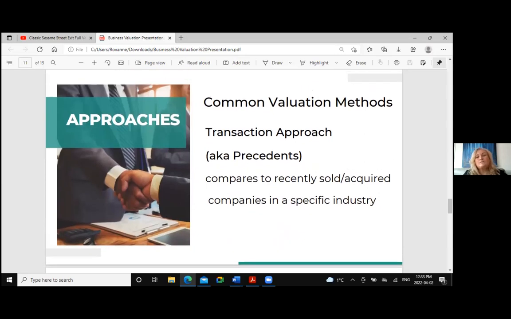Another common valuation method is a transaction approach, and these are also known as precedents. This is where you're comparing the company that you're buying to recently sold or acquired companies in a specific industry. So if you're buying a manufacturing company, we're going to go and look for other manufacturing companies that have sold. And yes, that information, even in private deals, is available, and definitely available in publicly traded companies.